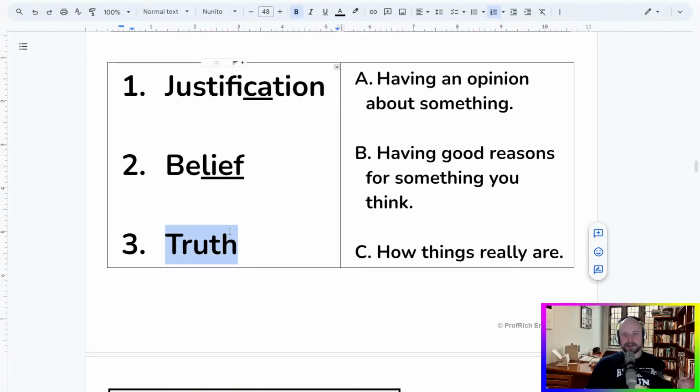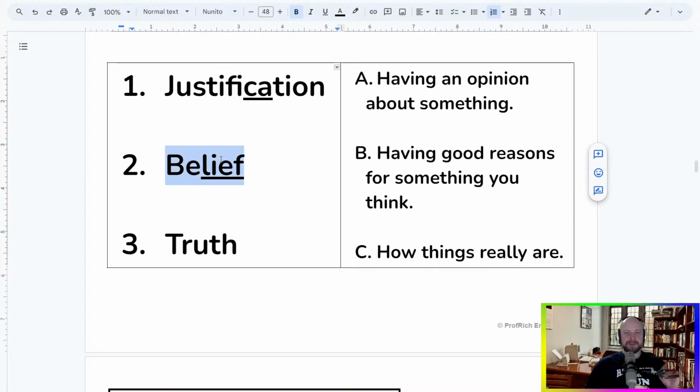So the truth is, a tree falls in the forest, and even if there are no people, the tree falls in the forest. It's truth. Then we have belief. Belief is all about people. To have a belief, I need to be a subject, an agent, or a person. And I make an opinion. I believe that something is true.